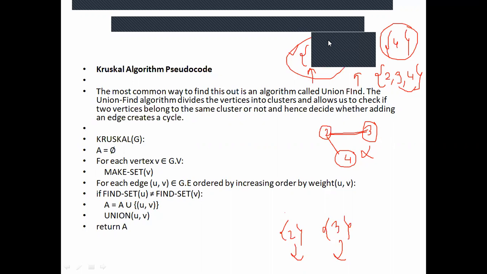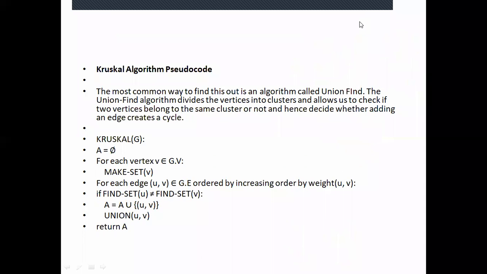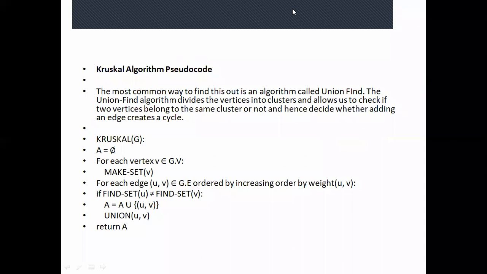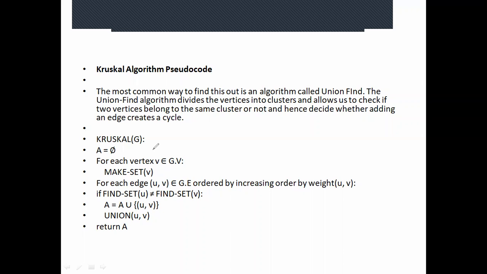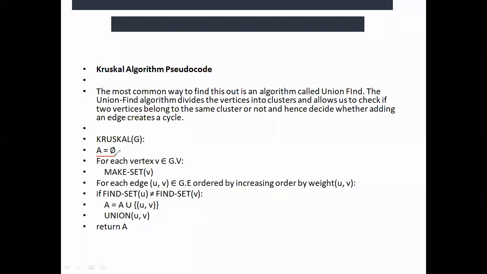I'll take this algorithm first, then I will take one example. Okay. Now, what is this algorithm? First of all, I'm taking one set, like A, and that is initialized to an empty set. Then it is written: for each vertex V that belongs to G.V. G means G is the graph. This is the graph that is given to you.